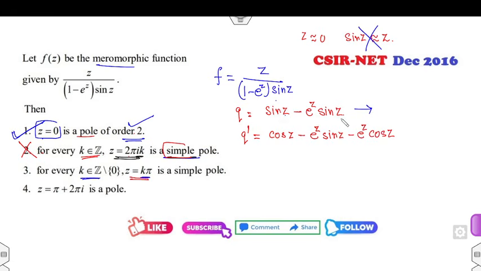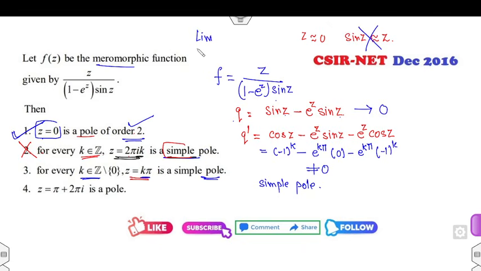Sin k pi is 0. Cos k pi is minus 1 raised to power k, and e raised to power k pi is non-zero, so the value is non-zero. So yes, it is a simple pole. Also, you can check whether it's a pole or not.